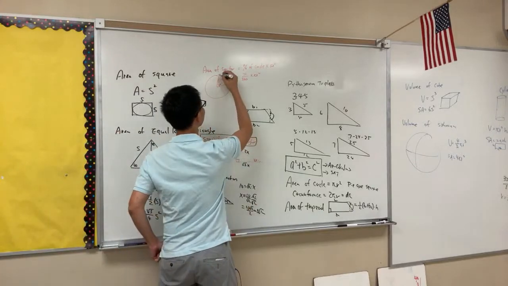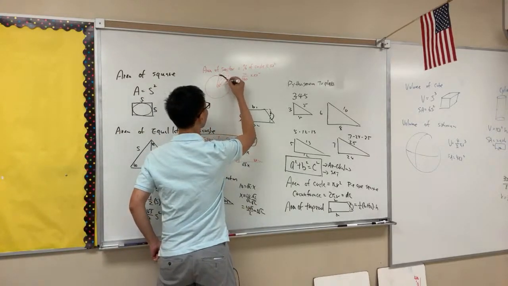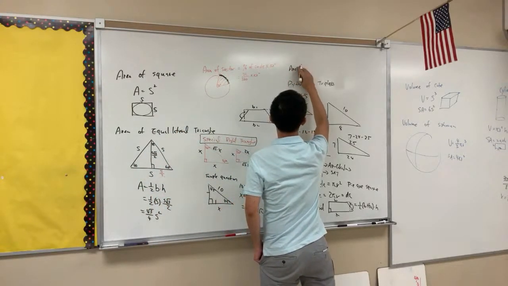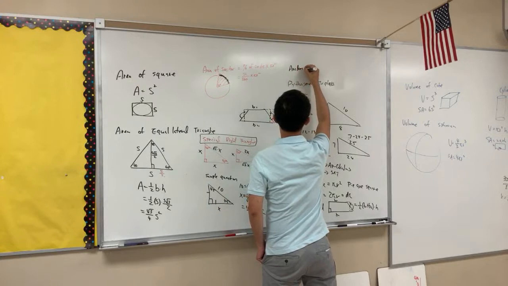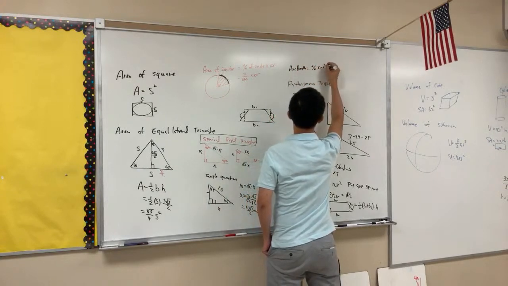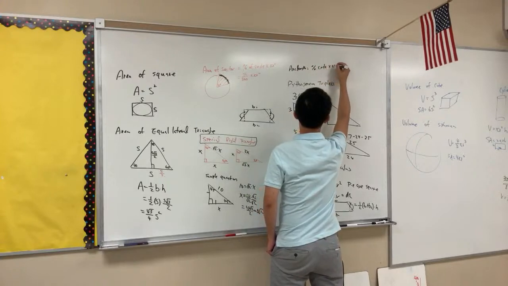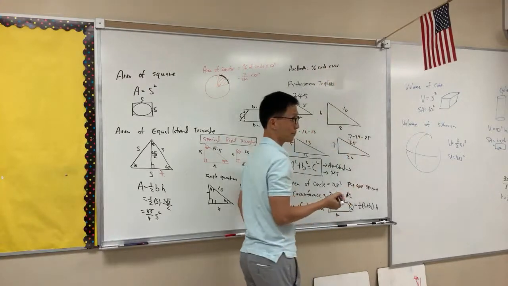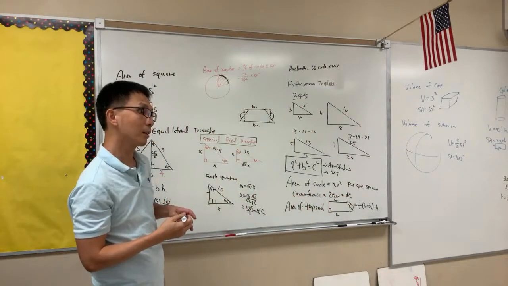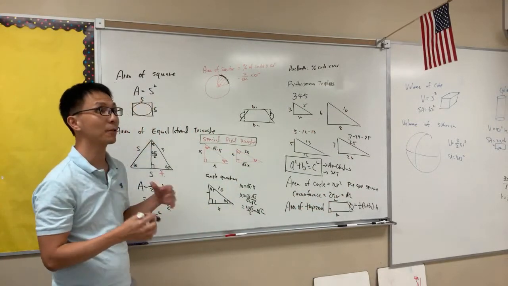So the same theory can apply. What if I want to find the arc length, which is in black? So arc length is equal to the percentage of the circle multiplied by what? The circumference. Makes sense. So it's the percentage multiplied by that, and you get the percentage from the central angle.